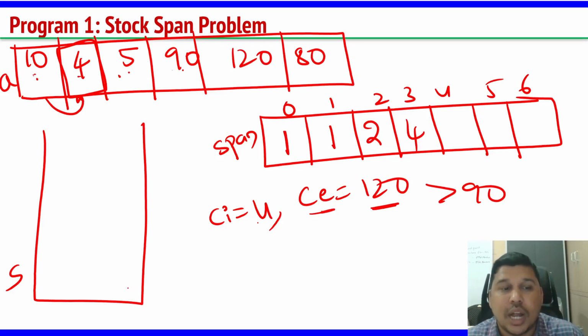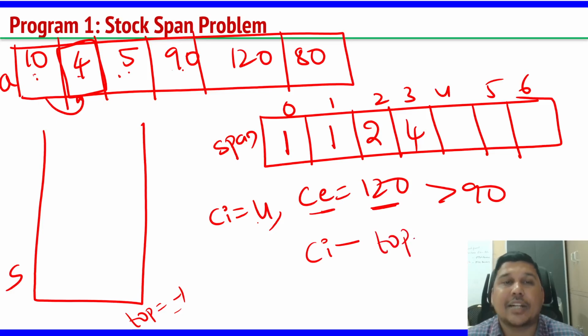How long should I do this? Until the stack becomes empty. Now the condition fails. Why? The stack became empty, so the top value is -1. Then you do Ci minus the stack top value. That is 4 minus -1, so 5 comes here.